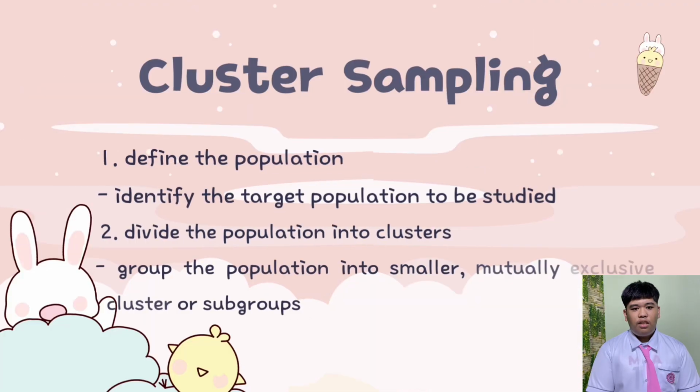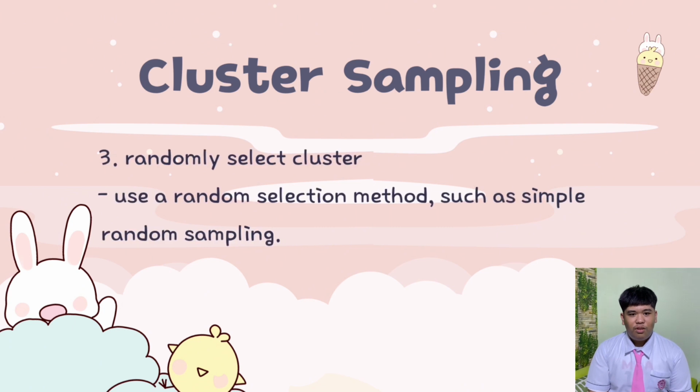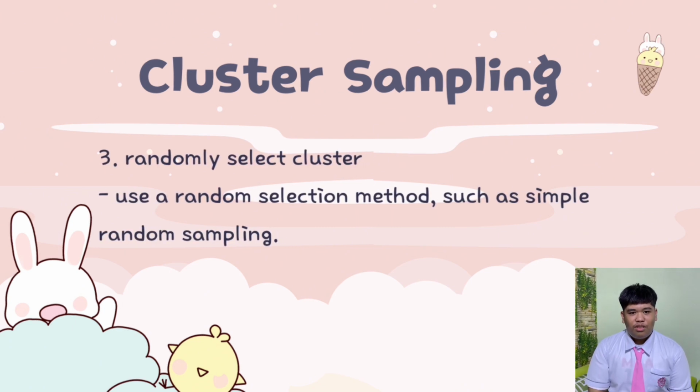Now let's proceed to cluster sampling. Cluster sampling is where you divide the population into groups of people. Now let's proceed to the steps in cluster sampling. 1. Define the population. Identify the target population to be studied. 2. Divide the population into clusters. Group the population into smaller, mutually exclusive clusters or subgroups. 3. Randomly select clusters. Use a random selection method such as simple random sampling.